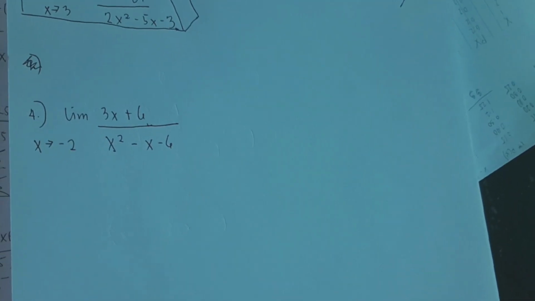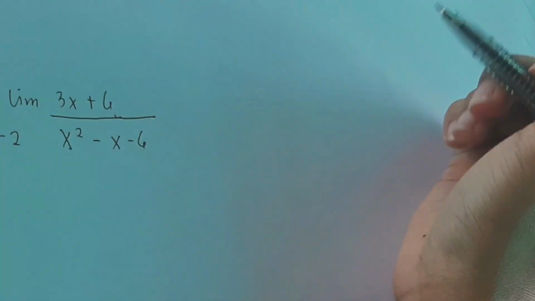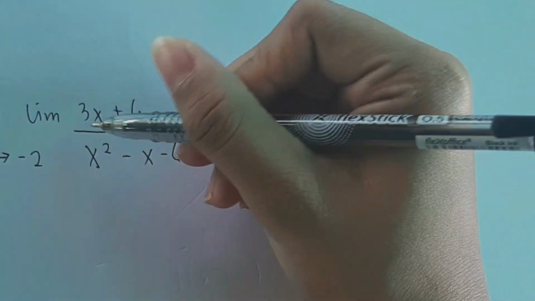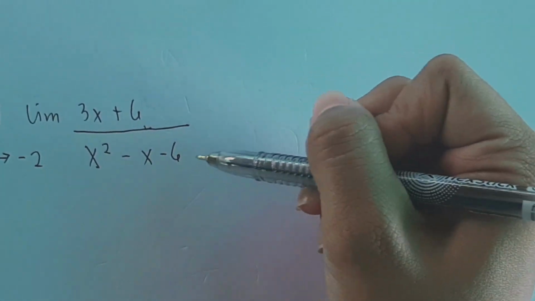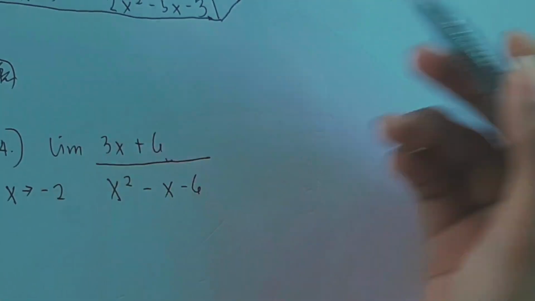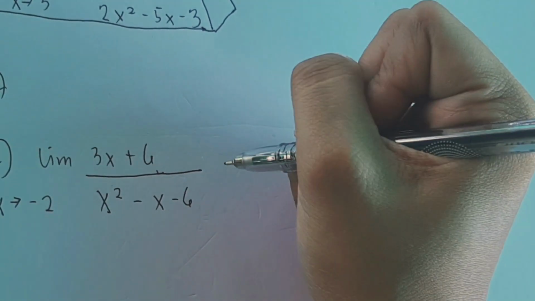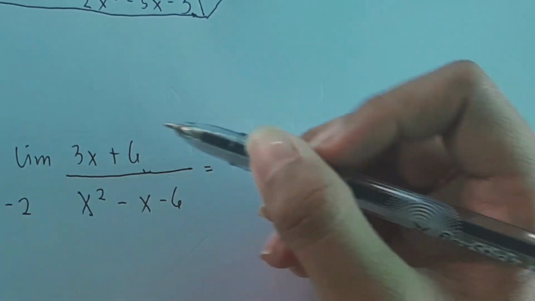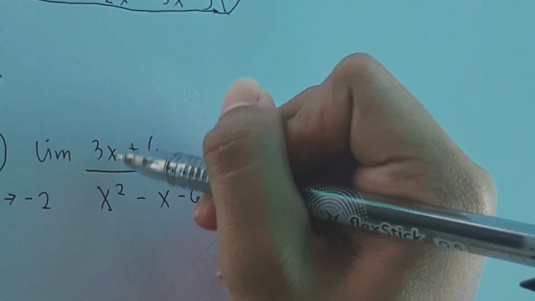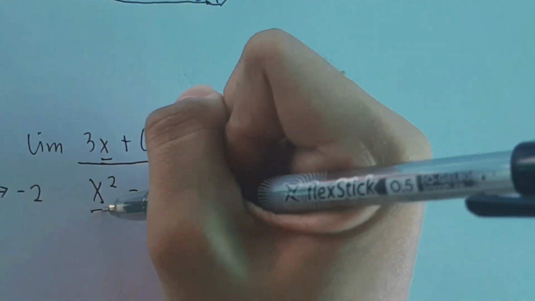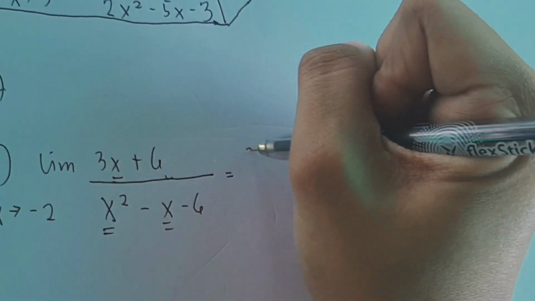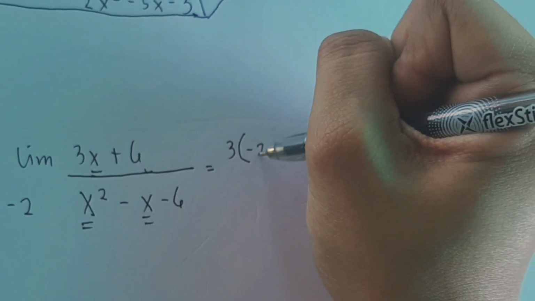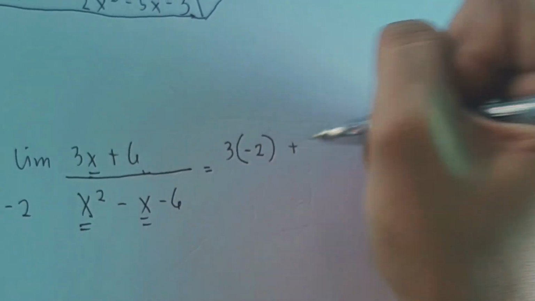So, I'm here again and we're going to answer number 4. The given is 3x plus 6 over x squared minus x minus 6. And the x is negative 2. So, we're going to answer. We're going to substitute the negative 2 in our x's. So, in here, and in here. So, 3 times x, so we're going to substitute. It will become negative 2. Copy the other.